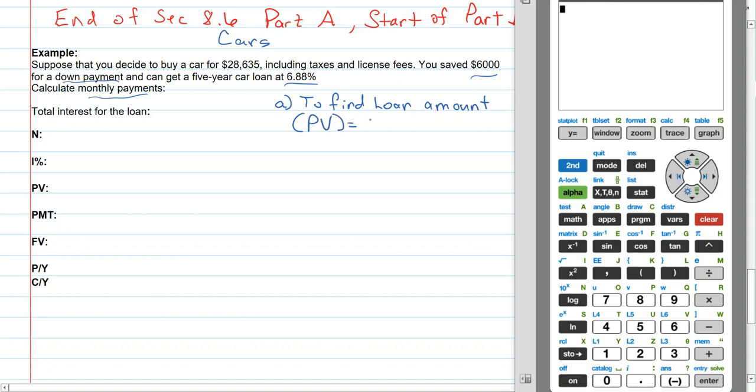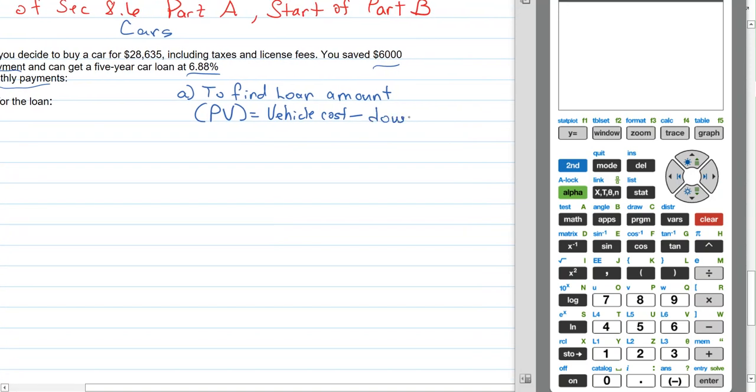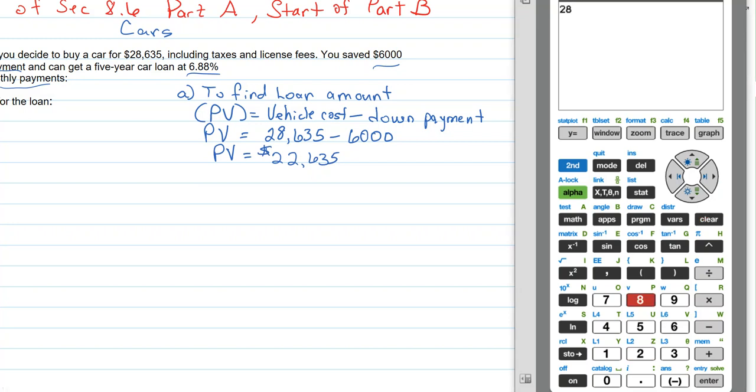So our present value is the vehicle cost minus the down payment. Right, so our loan amount, which is our present value, is the $28,635 minus the $6,000 down payment. So our loan amount is going to be $22,635. All right, so we're going to do it in the calculator in case I made an error. 22,635. All right, so this is our PV.